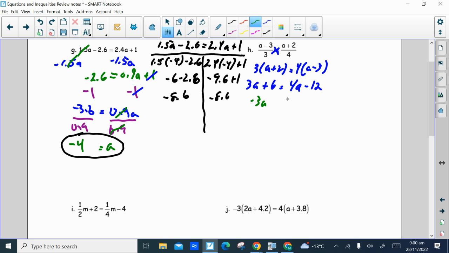So now I will subtract 3a from both sides. On the left side, they cancel. You'll have positive 6 left on the left, 4a take away 3a is 1a or just a. And then you have the minus 12 that we would get rid of by adding 12 to both sides. So 6 plus 12 is 18. On the right side, the negative 12 plus 12 cancel, and you have a by itself. So there's our answer, a equals 18, and that's what we need to use in our check.